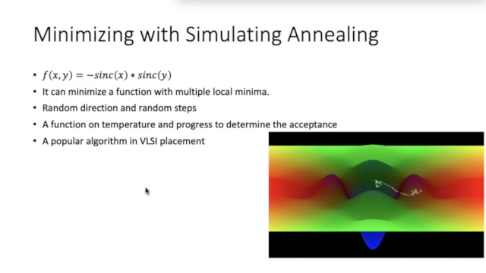Then this is simulated annealing. It's one of my favorite algorithms. It minimizes the sinc function. It has multiple local minima. The simulated annealing algorithm can minimize a function with multiple local minima because it chooses a random direction and random step. Theoretically speaking, it can find the global minimum, but practically it will take a long time to find the minimum.